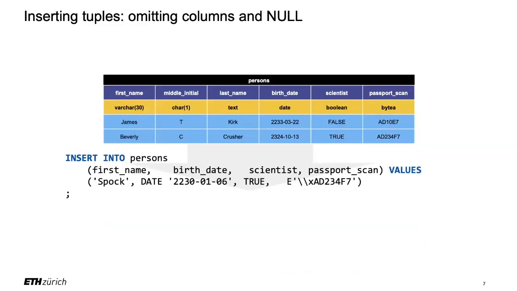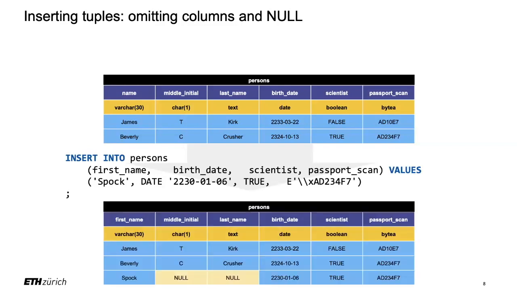However, you can also specify the columns, and here you're kind of more respecting the fact that there is no order in the columns. And so here you really say first name is Spock, birth date is 2230 January 6, scientist true, passport scan. That's some binary. We saw these blobs, right? So some sort of encoding of a picture, right?